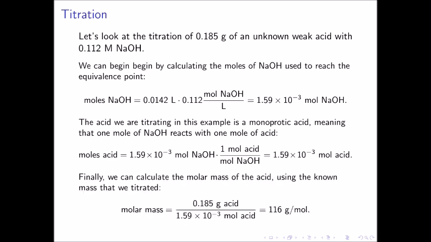The last step is to calculate the molar mass of the acid. We know the mass of the acid we titrated is 0.185 grams, and we know the equivalent number of moles. To find the molar mass, we divide the mass by the number of moles, or 0.185 grams of weak acid divided by 1.59 times 10 to the negative 3 moles of acid. The resulting molar mass is found to be 116 grams per mole.